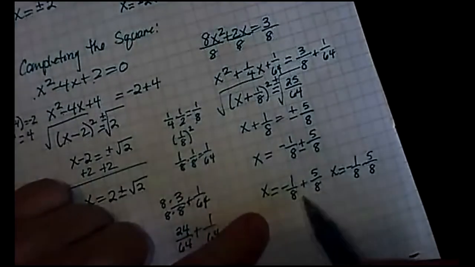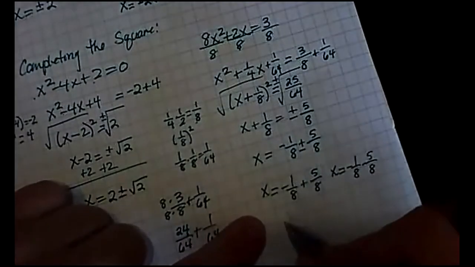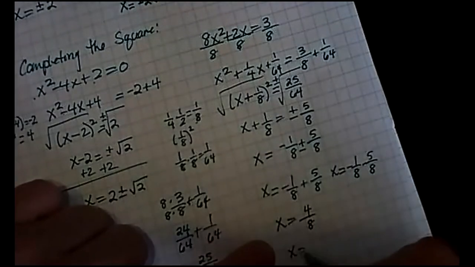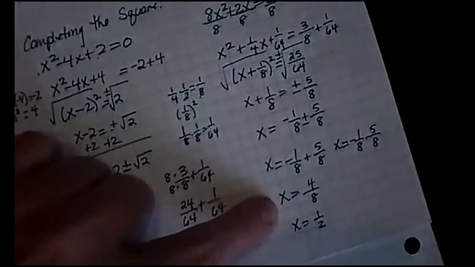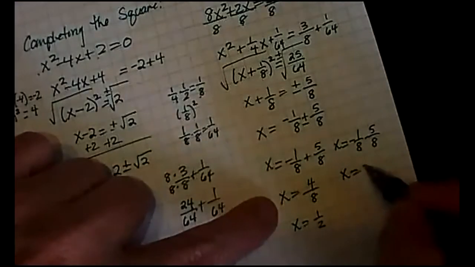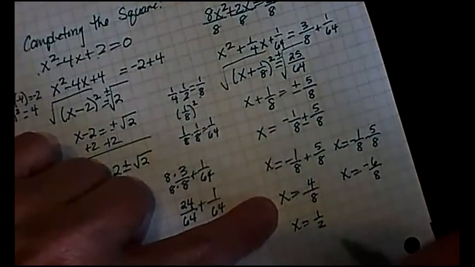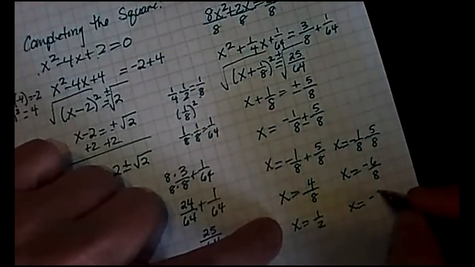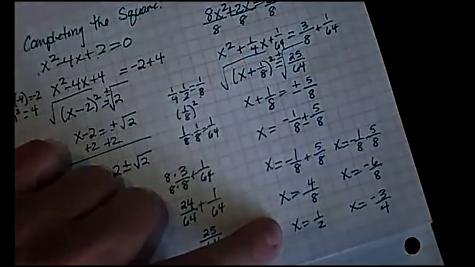So the common denominator, which is nice, so it's negative 1 plus 5. So x is equal to 4/8, which reduces down to 1/2. And then this is a negative 1 minus 5, so x equals negative 6/8. Let's see, we can divide both of those by 2, so negative 3/4.